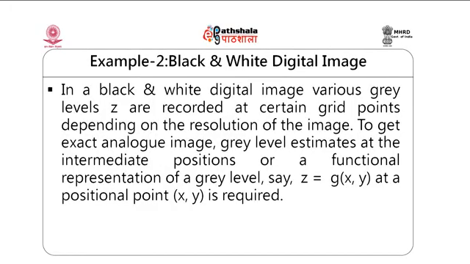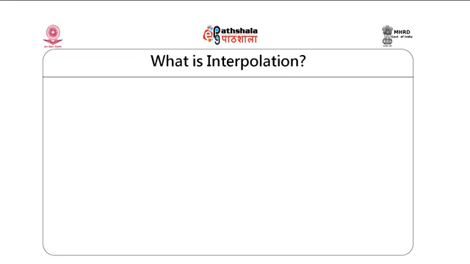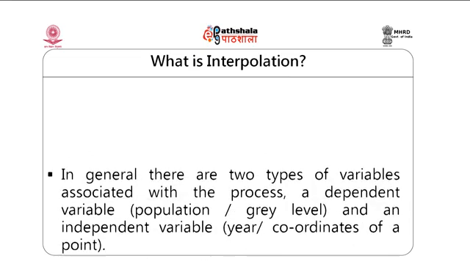Example 2 is the black and white digital image. In a black and white digital image, various gray levels Z are recorded at certain grid points depending on the resolution of the image, and to get the exact analog image, gray level estimates at the intermediate positions, or a functional representation of the gray level, say z equal to g(x, y) at a positional point (x, y), is required. So, these are the processes where you always need something which is not already available in the data.